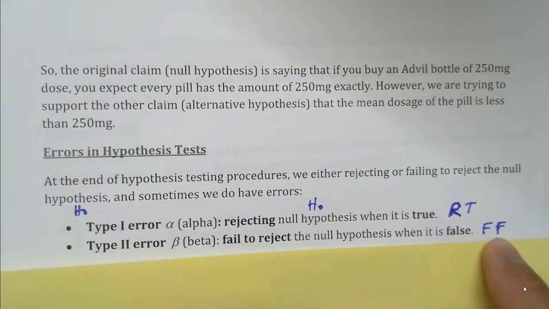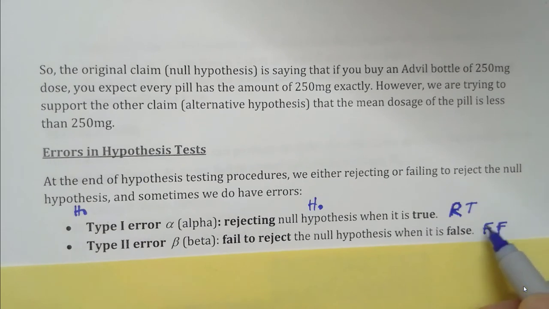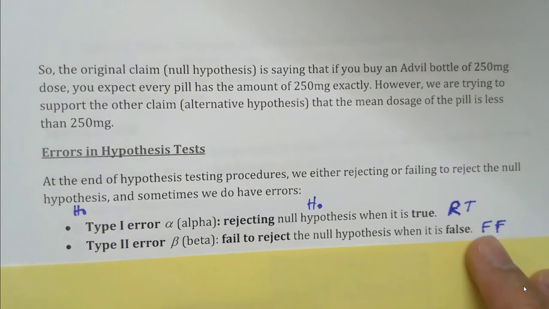So RT, FT, FF. The way that I remember these two types of errors: if I see the two letter Fs, it should be type 2. And if I don't see any F, that should be type 1. Just a way for me to remember. If you see the double F here, that's type 2, and the other one should be type 1. So RT and FF: fail to reject when it is false and reject when it is true.